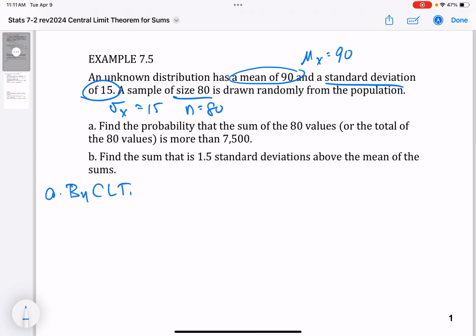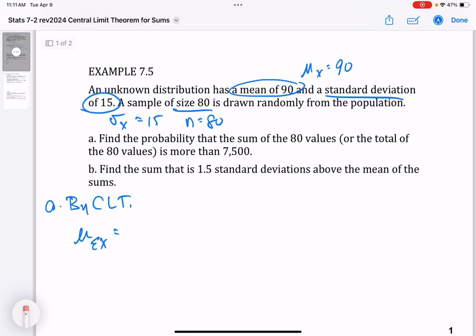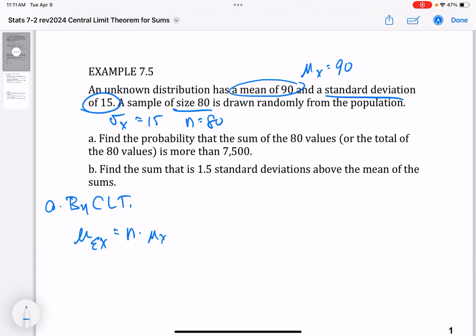By the central limit theorem, we're going to need mu of the sum, the average of the sum, and back in our definition, it's going to be n times mu sub x. So n is 80. N times mu sub x is 80 multiplied by 90. So that's 7,200.